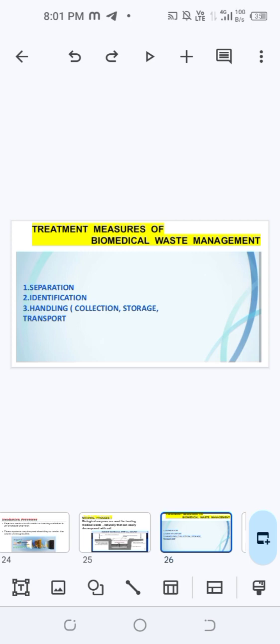Now coming to the main part, the treatment and disposal part. The treatment and disposal depends upon the different types of waste.